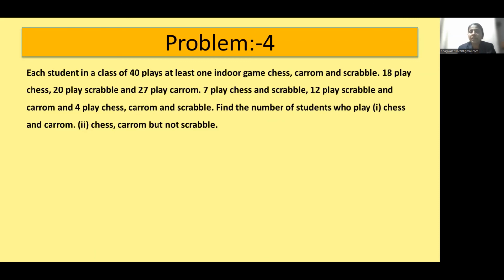7 play chess and Scrabble. Means what? They lie in the intersection of chess and Scrabble. Okay. 12 play Scrabble and carom. And 4 play chess, carom and Scrabble. Now we have to find out the number of students who play chess and carom. And secondly, chess and carom but not Scrabble.